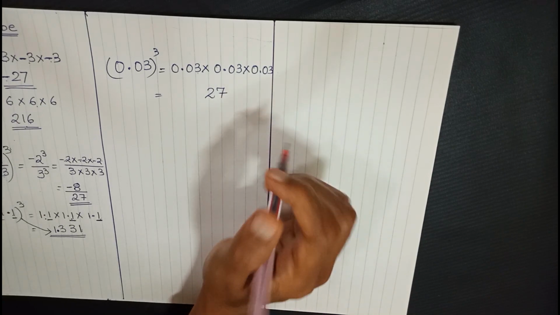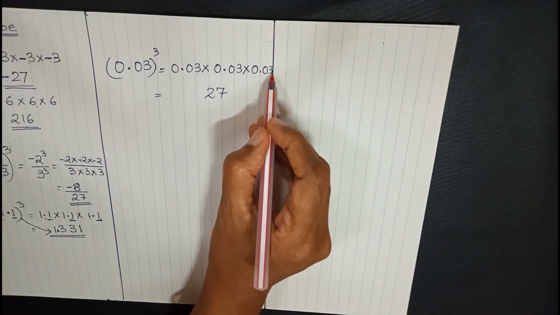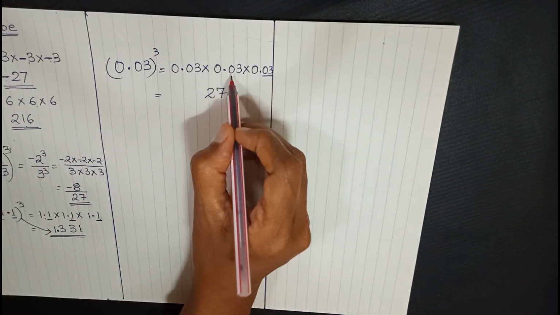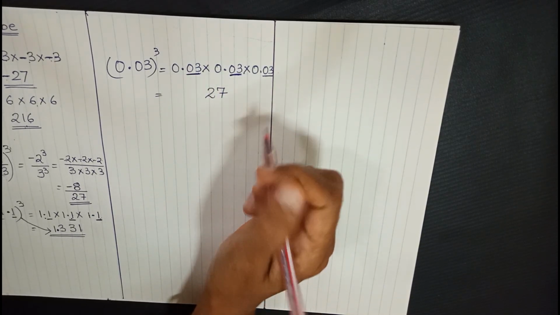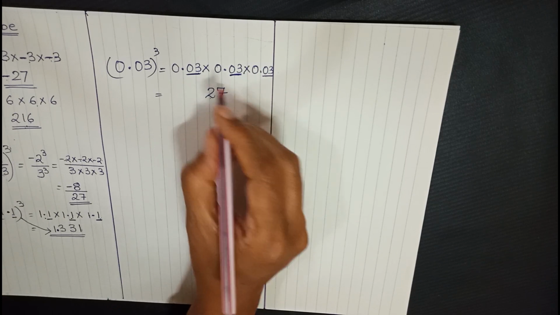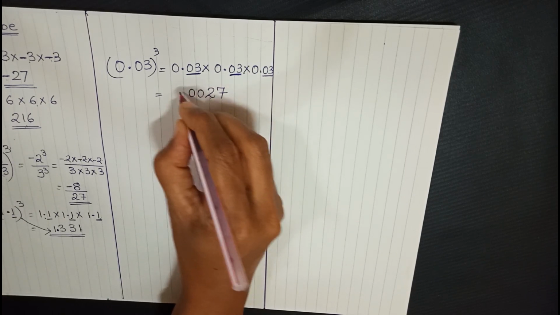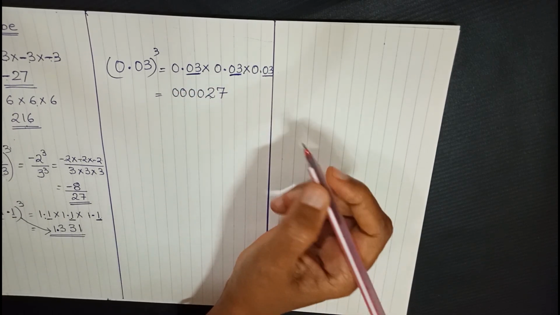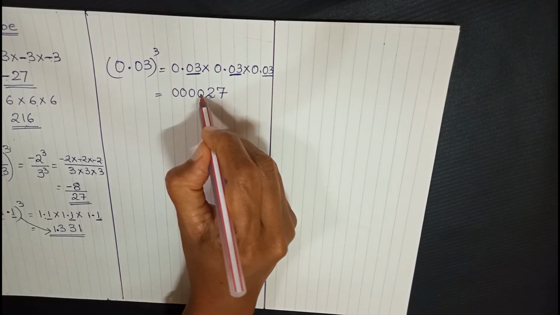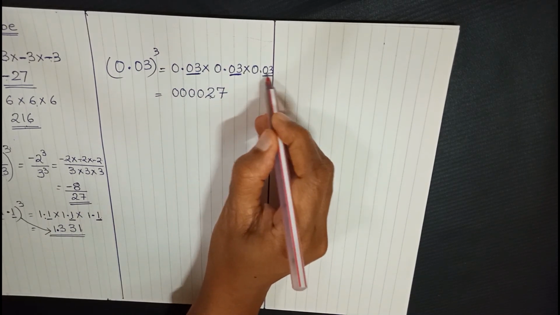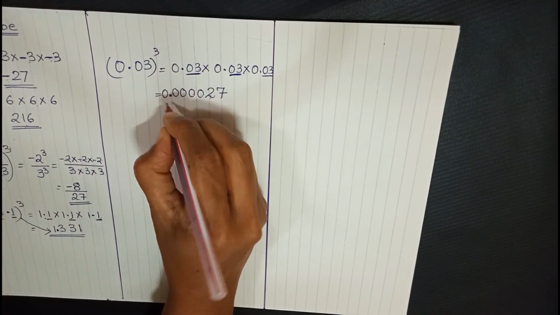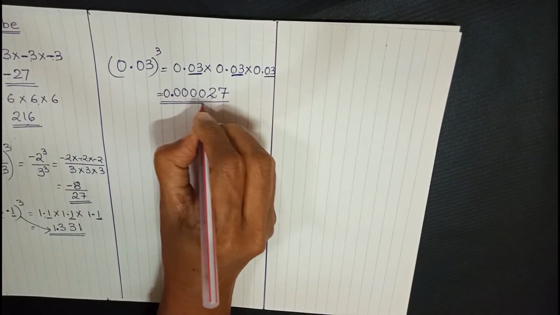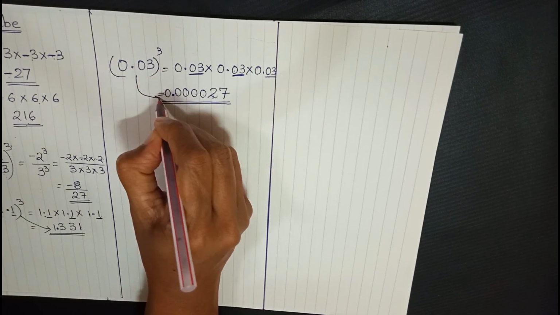Now we have to think to put the decimals. So you can see 2 after the decimal here, 2 here and 2 here. So total is 6. But we have only 2 digits here. So what we do is we put 4 zeros. So now you can see 1, 2, 3, 4, 5 and 6. So our decimal will come here. This becomes the answer.